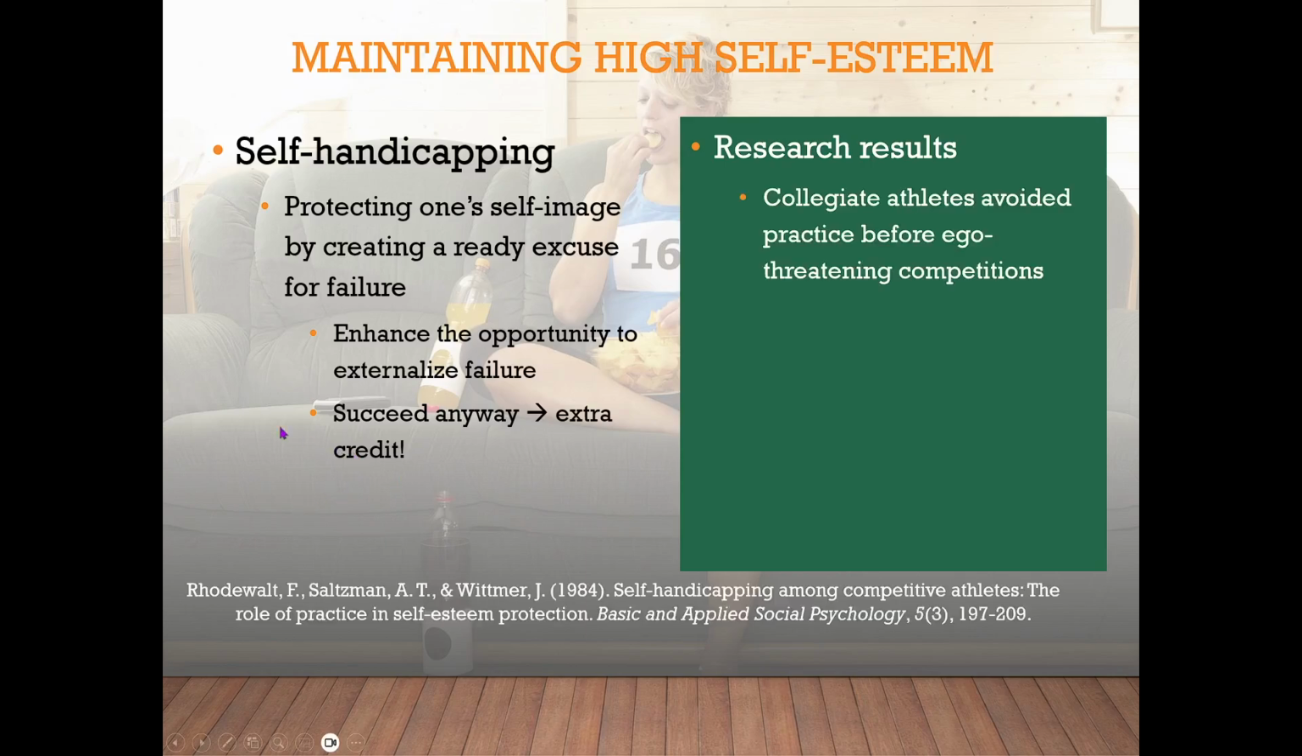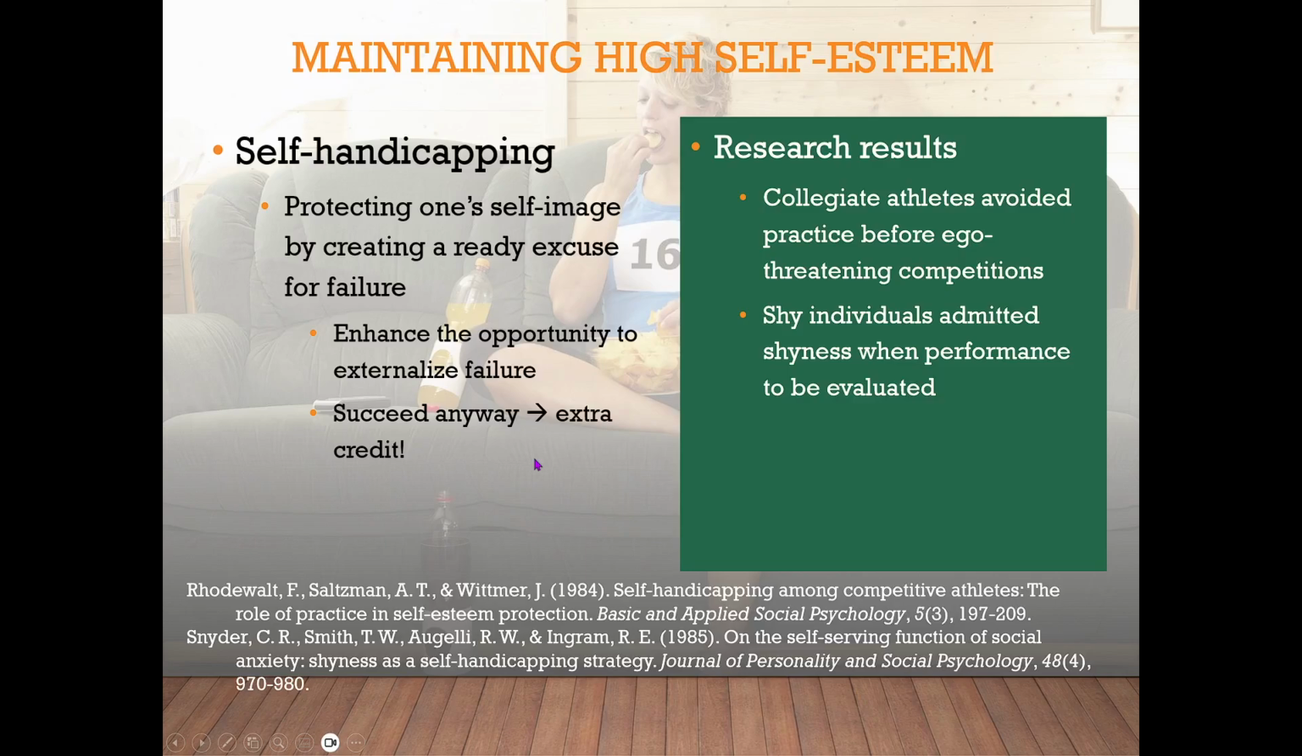Research results have shown that collegiate athletes will avoid practice leading up to ego threatening competitions, like when we're talking about college athletes who are in individual sports like a race or something like that. They may say, oh, I don't feel very well the day before the race, and that way they can point to that lack of practice as the reason why they don't succeed. Even players on team sports, if they're facing a big rival, they may say, well, I missed practice because I had a big test, or they may have some kind of ready made excuse for missing practice so that then they'd have the ready made excuse for failure.